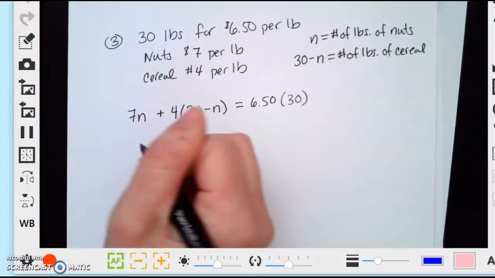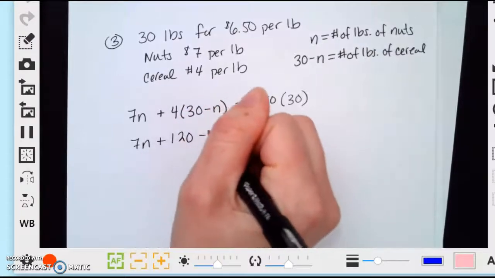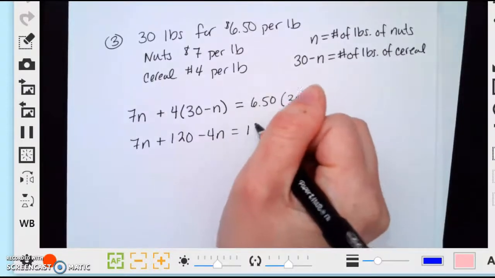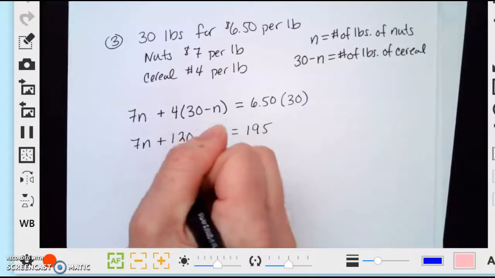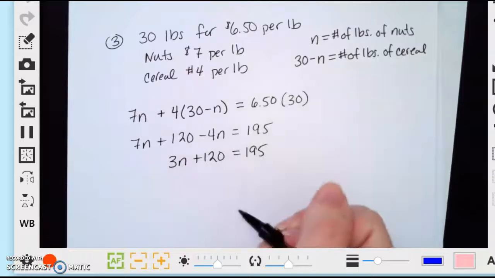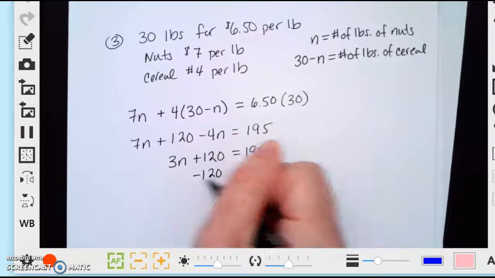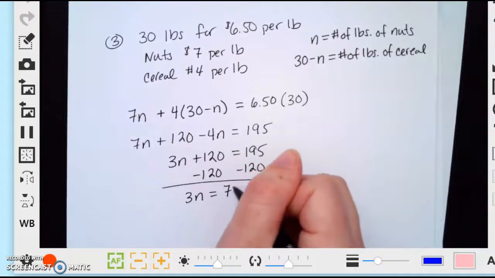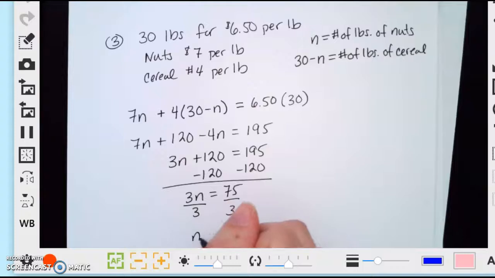All right, so I'm going to clean this up a little bit. Distribute the 4. So I have 7n plus 120 minus 4n. And then on the right hand side, I will multiply. That gives me 195. Simplifying each side, 7n minus 4n is 3n plus 120 equals 195. And now I could use the addition principle, subtract 120 from both sides. 3n equals 75. And then divide by the coefficient 3 to get n equals 25.